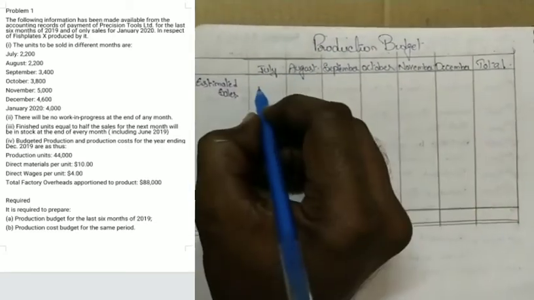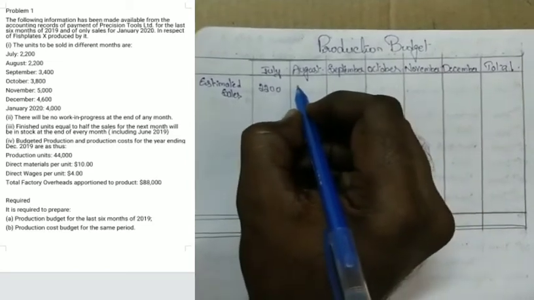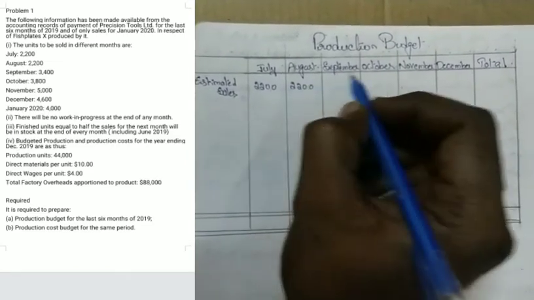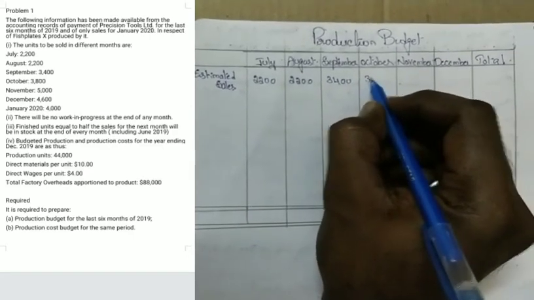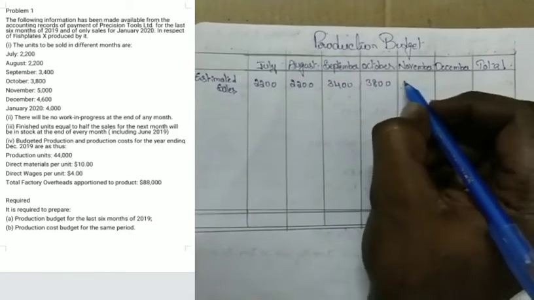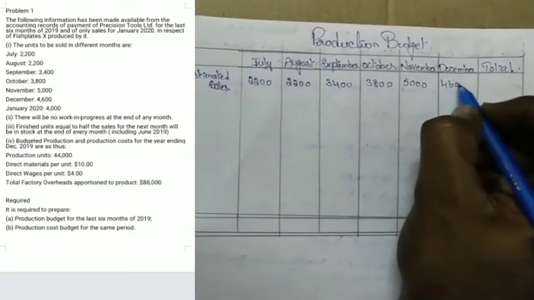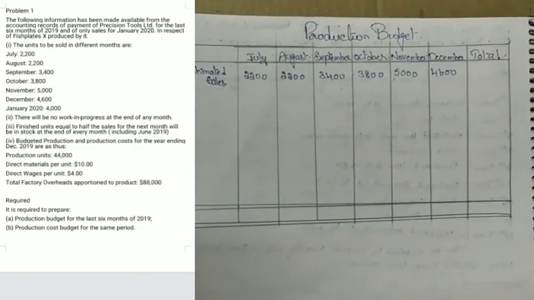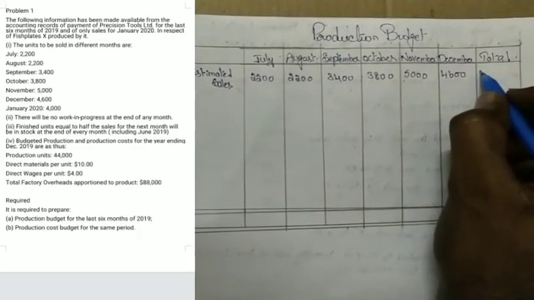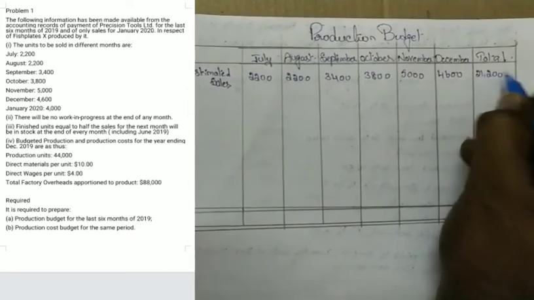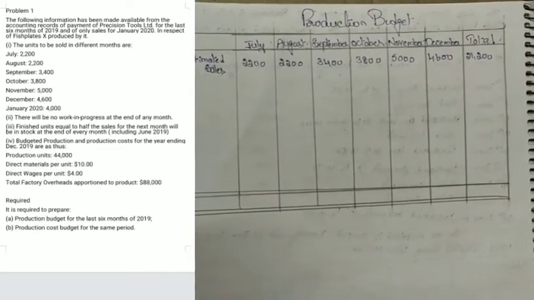So for the month of July, we are having 2200 units as estimated sales, and for August also 2200, and next for September 3400, and for October 3800, and next for November 5000, and for December we are having 4600 as the estimated sales. And now the total of estimated sales will become 21,200. So that is the first step required to prepare the production budget.